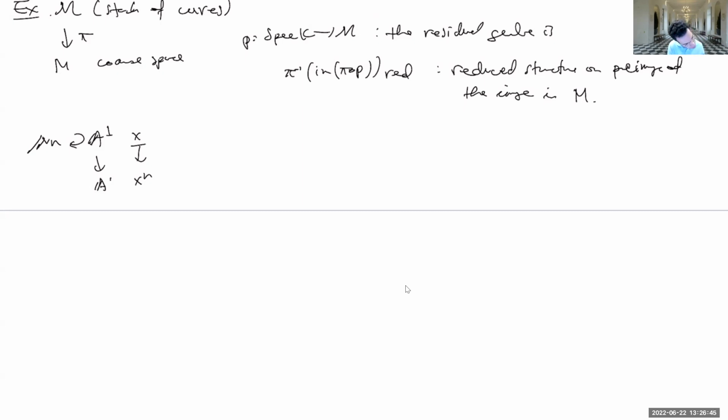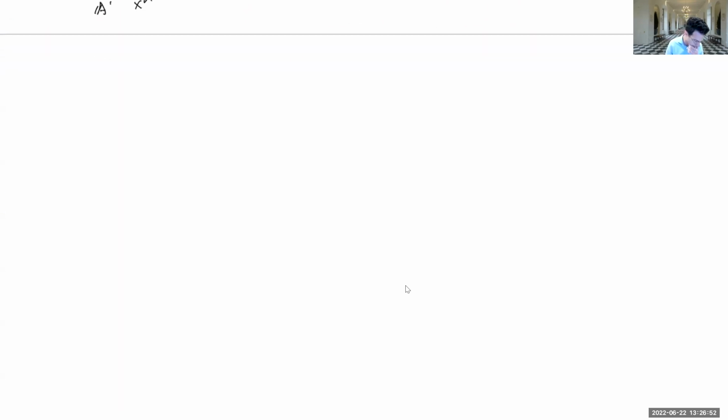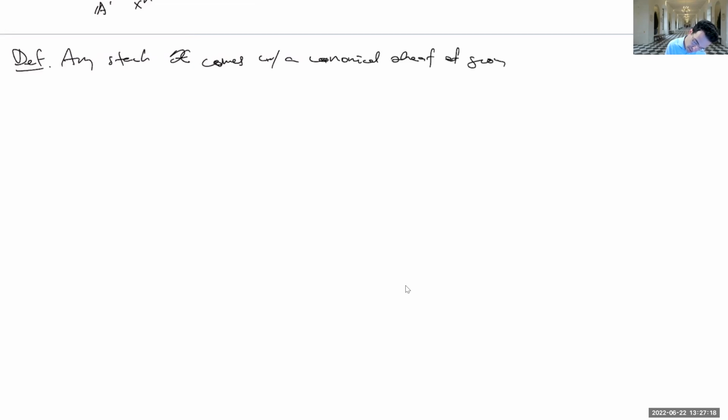Now, I want to explain for a moment one other aspect of this picture that's important. Let me remind you about a natural sheaf of groups that's sitting on top of any stack. Any stack X comes with a canonical sheaf of groups called the inertia stack.